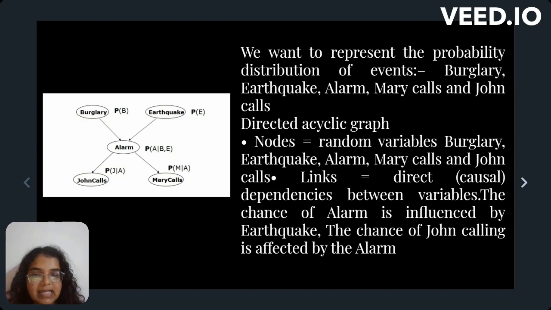Directed acyclic graph. Nodes: random variables burglary, earthquake, alarm, Mary calls, and John calls. Links: direct causal dependencies between variables. The chance of alarm is influenced by earthquake. The chance of John calling is affected by the alarm.